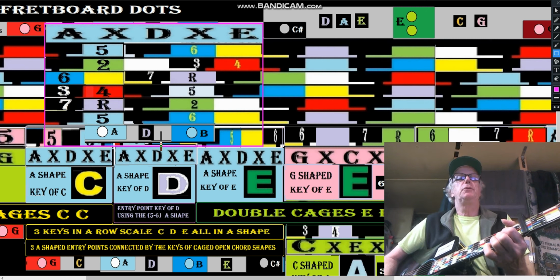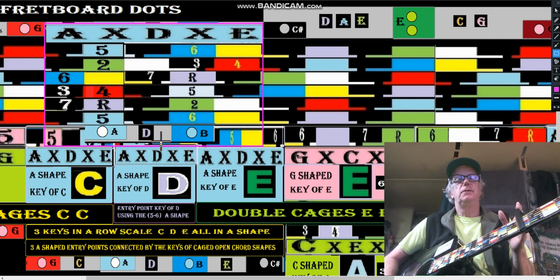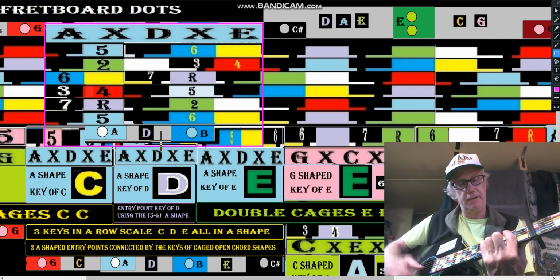So up here we have an entry point for the key of D, and it's an A shape. So it's key of D down here, and up here it's an A-shaped D. So you have the A shape, you have the D shape. Okay, what's in between in CAGED, between the D shape and the A shape? C, A, G, E, D. D goes again to C, to start CAGED over again, then to the A shape. So there's a C-shaped D in the middle there.